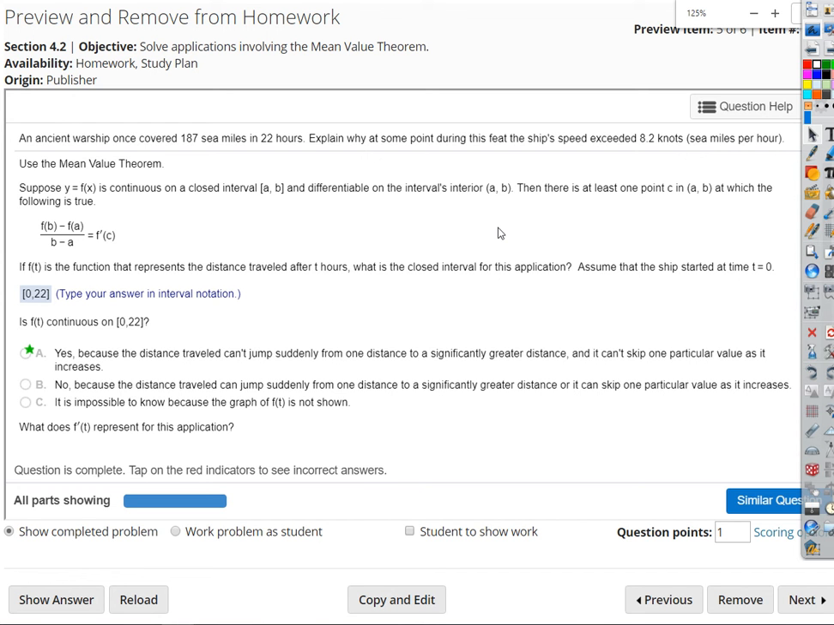Okay, so here's the question on this one. Just make sure we all understand. It says an ancient warship once covered 187 sea miles in 22 hours. Explain why at some point during this feat, the ship's speed exceeded 8.2 knots, so that's sea miles per hour. Okay.